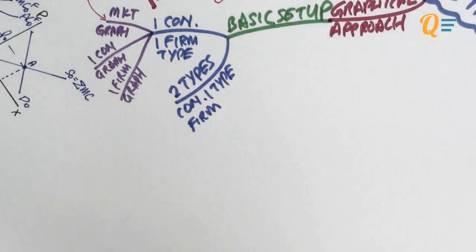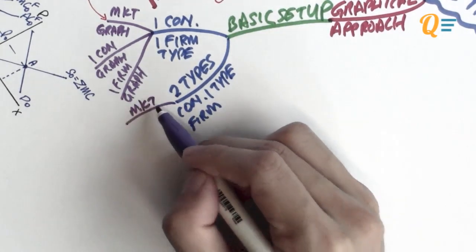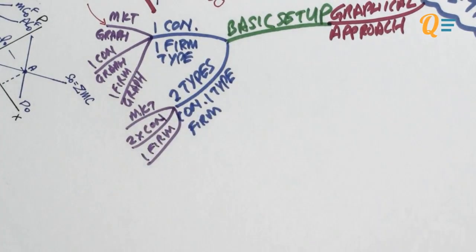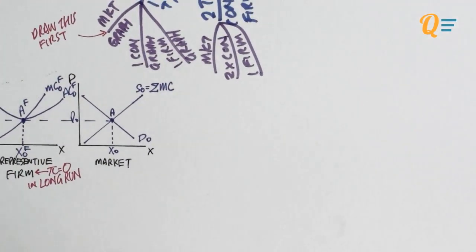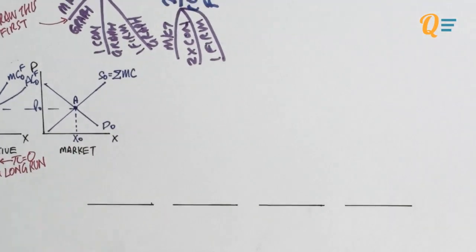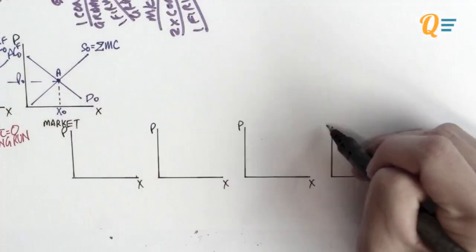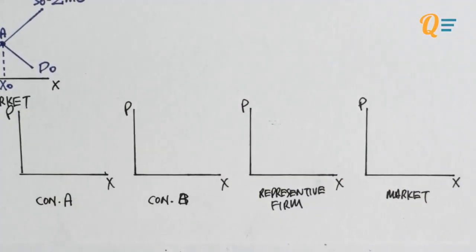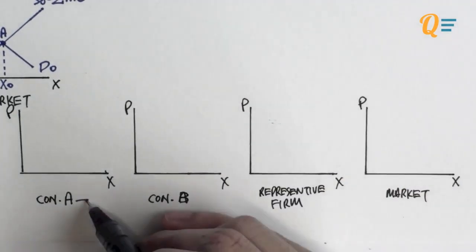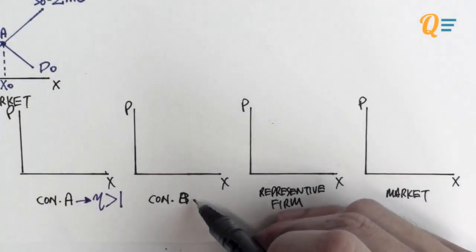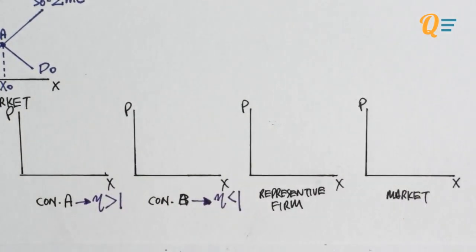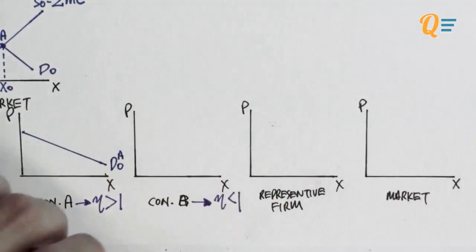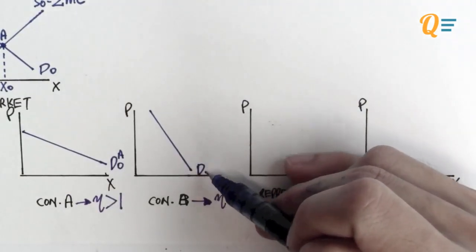So the next scenario is where you have 2 types of consumers and 1 type of firm. Again, you're going to need a market graph, you're going to need 2 consumer graphs, and you're going to need 1 firm graph. Okay, so let's not waste any time. I'm just going to speed up drawing these 4 graphs. Okay, so there's 1 for the market, 1 for the representative firm, 1 for consumer A, 1 for consumer B. Now, let's just say that for consumer A, their demand is elastic, and for consumer B, their demand is inelastic. So you've got a flat demand curve and a steep demand curve.